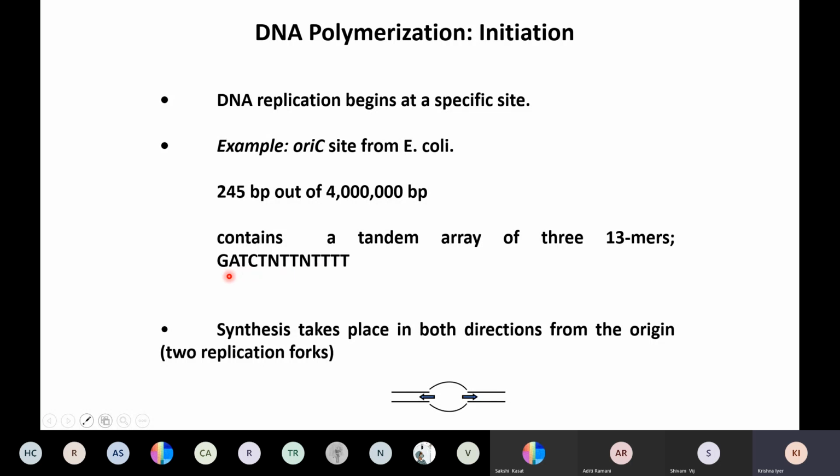Now you have to realize that if it's double-stranded DNA, the opposite sequence would have been C, T, A, G, A, any complementary nucleotide, then AA, complementary nucleotide, AAAA. And this sequence of 13 base pairs occurs 3 times right next to each other. We'll look at how it looks in the next slide, but it is from this point that replication starts, and it goes in both directions because the replication is going to be bidirectional.